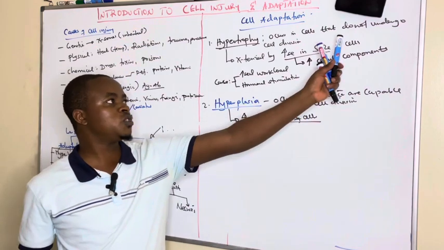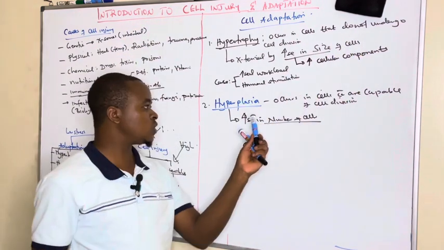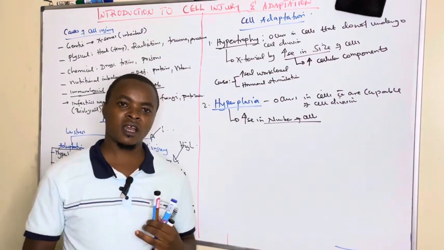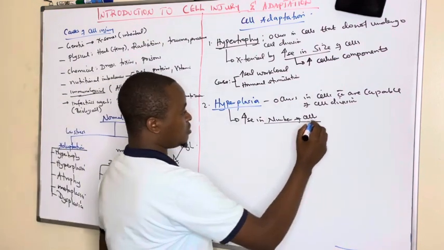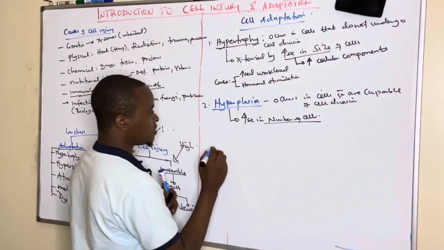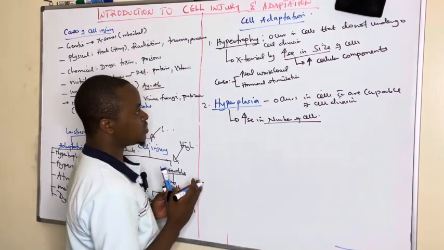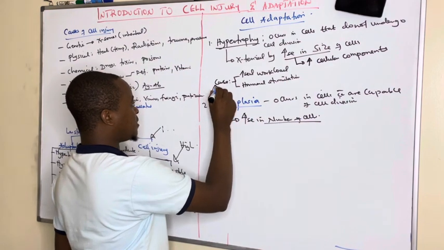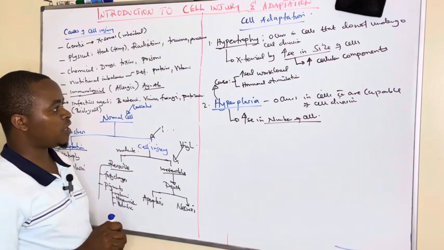But those which do not undergo cell division, they only undergo hypertrophy. But these ones which can do cell division, they can have both hypertrophy and hyperplasia. So this is due to an increase in the number of cells, and the causes can also be increased workload and hormonal stimulation. So the causes of hyperplasia are the same as for hypertrophy.